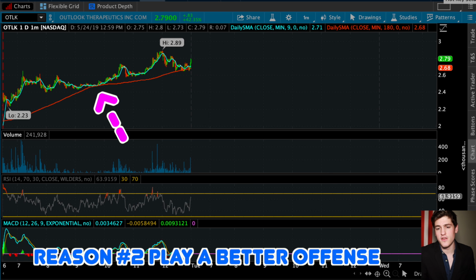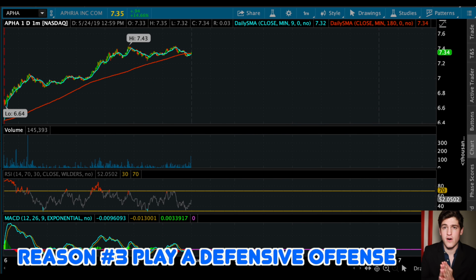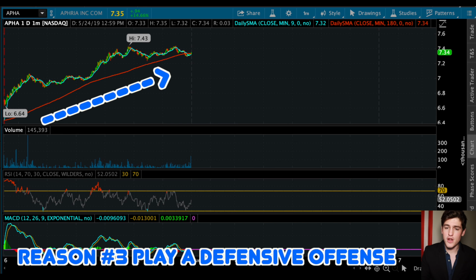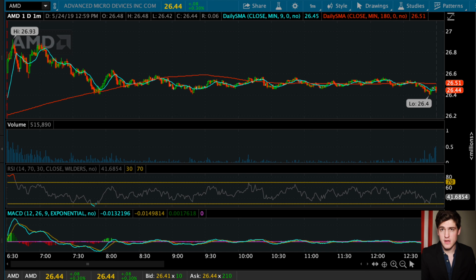But on the flip side, it also allows us to play a more defensive offense. Because like with APHA, we can spot not only a solid uptrend and take advantage of that, but also protect ourselves by understanding when we are entering into reversal territory, when we see that break below our long-term SMA line.